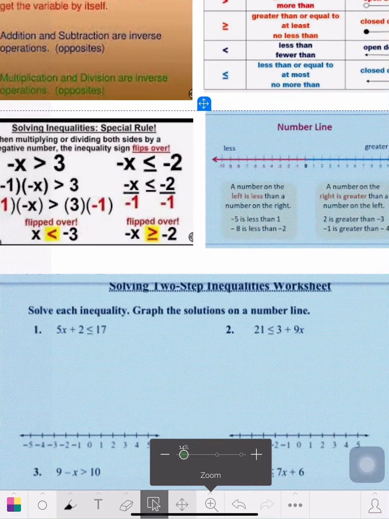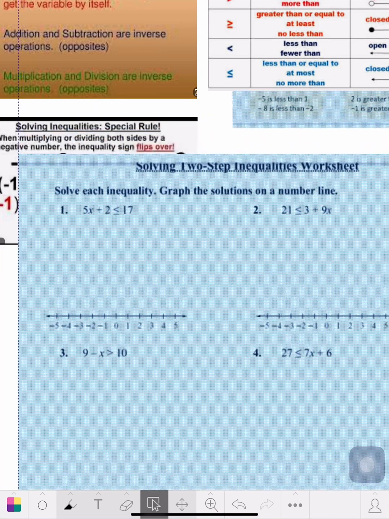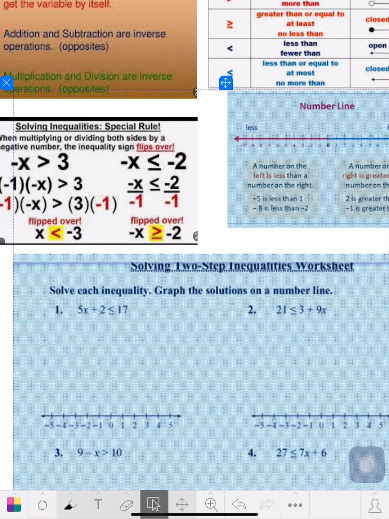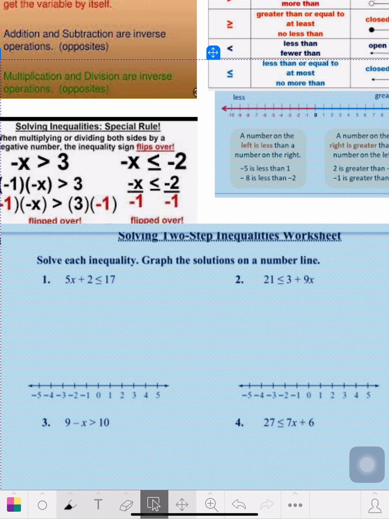Let's get down now to the problems we've got. Ooh, I've got to move this thing down. Whoop, we're all moving at the same time.